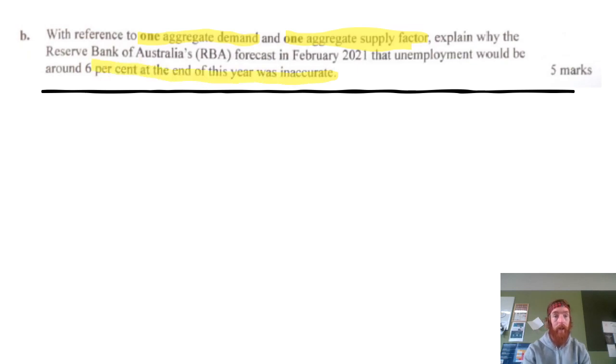So 1 AD factor and 1 AS factor. What you really have to do is talk about why that's inaccurate and the reasons for that. So basically they want to know why unemployment's lower than they were expecting. So you're probably going to get 1 mark at the start for describing the situation, or you probably want to describe it first, giving a general indication of what the unemployment rate's at now. But for your 1 AD factor, I'm probably going to say economic activity in China, or growth in China, driving aggregate demand. So it's going to be 1 aggregate demand side factor.